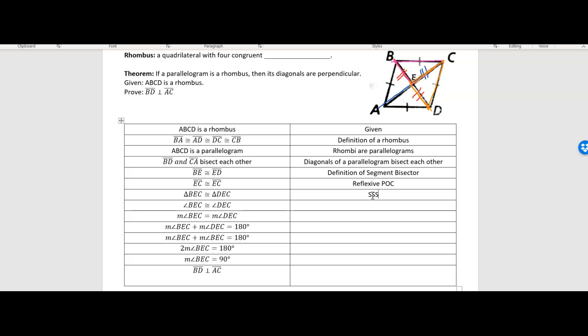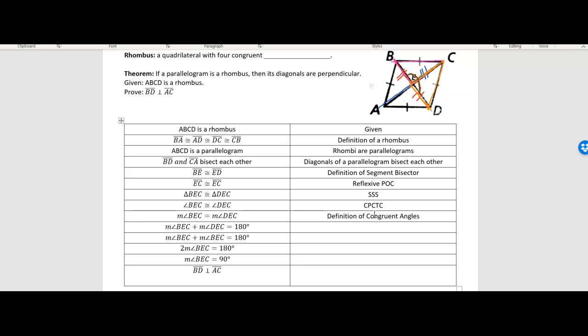Okay, if we know the triangles are congruent, angle BEC is congruent to angle DEC right here due to CPCTC. Corresponding parts of congruent triangles are congruent. Well, if I know that those angles are congruent, I know that their measurements have to be equal by the definition of congruent angles.